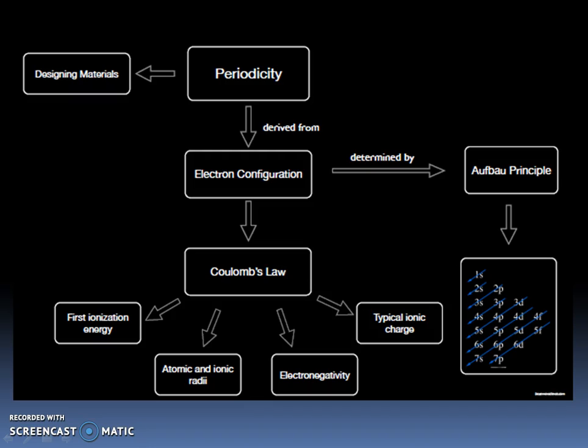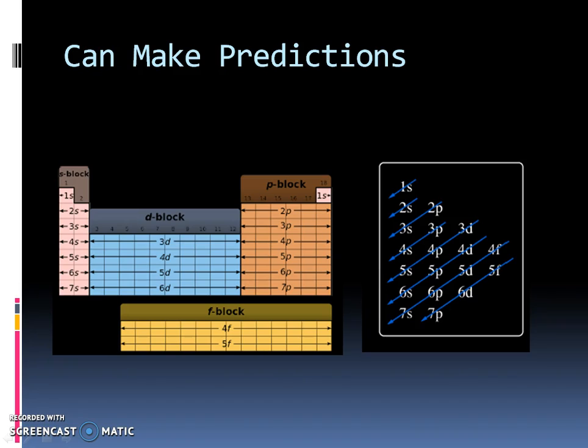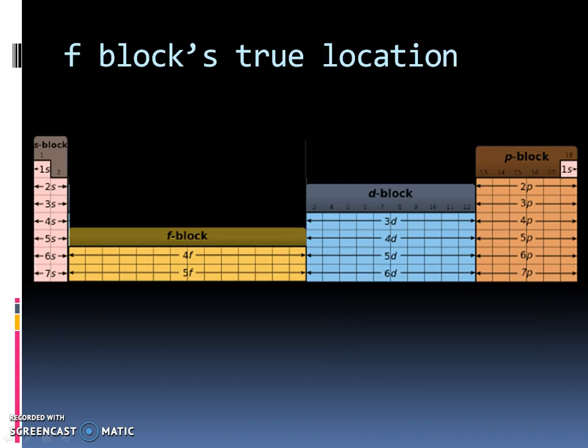So he gave you a nice little flow chart. Hopefully you went through that and understood it. And so what does that electron configuration help us do? To make predictions. So he also talked about how this f block and how it really truly looks on the periodic table. And the only reason why they take it out and put it underneath is so that all of the information can fit nicely on an 8.5 by 11 piece of paper.